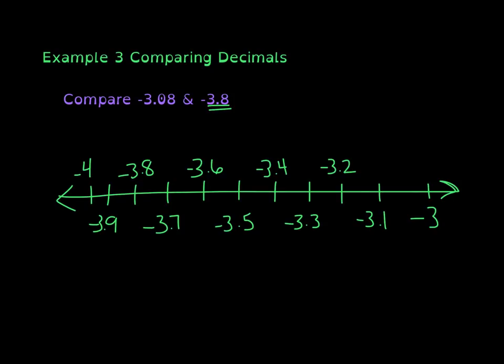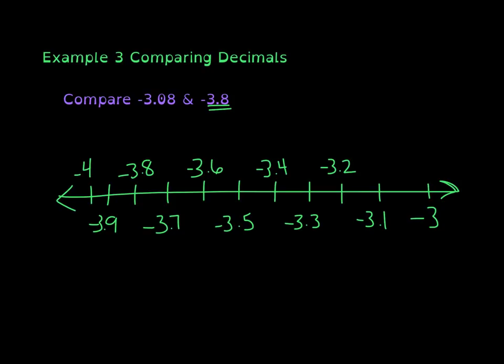All right, so now we need to compare these two. So what I'm going to do is put them both on the number line. Start with negative 3 and 8/100ths. Well, we don't have that on there. But what we do need to recognize is that negative 3 and 8/100ths is going to be between negative 3 and negative 3 and 1/10. So in other words, think about negative 3 and 9/100ths. What comes after that?